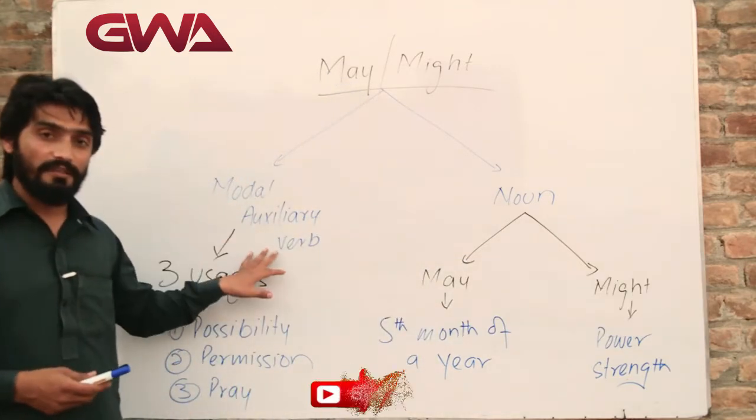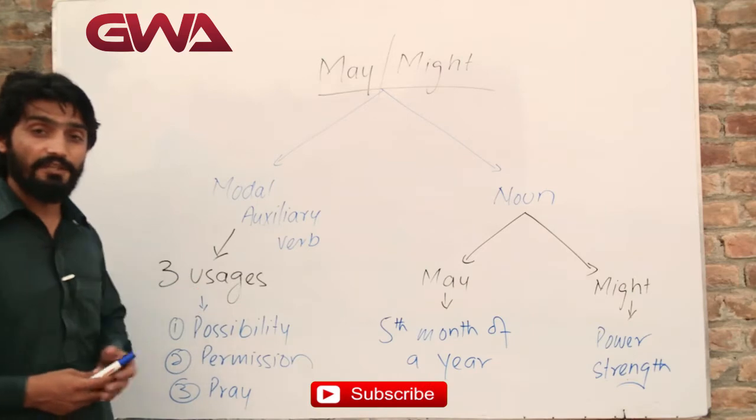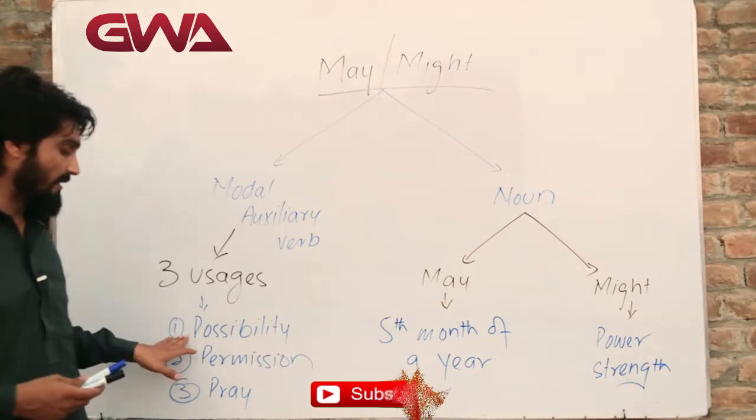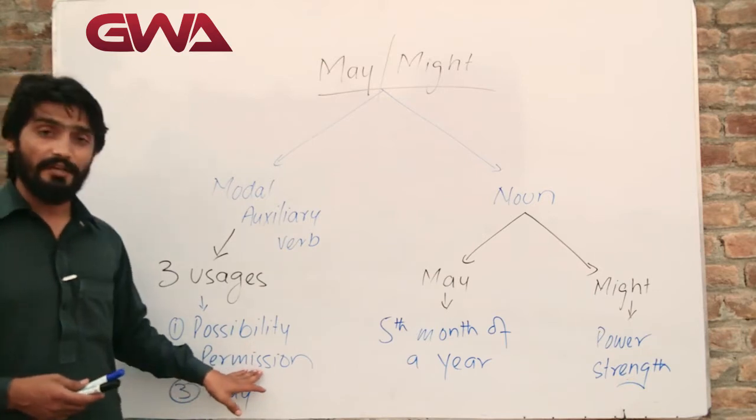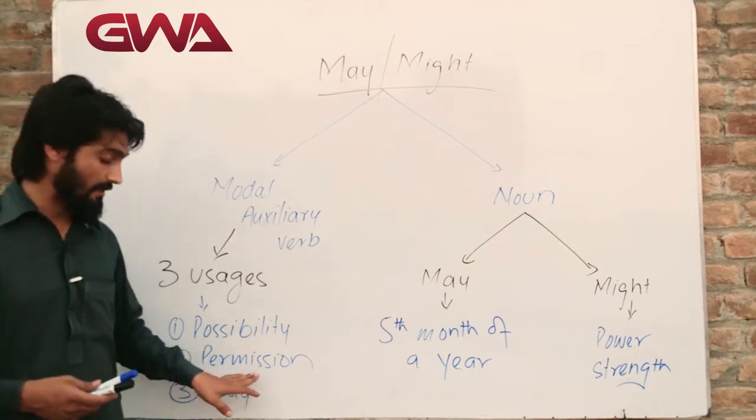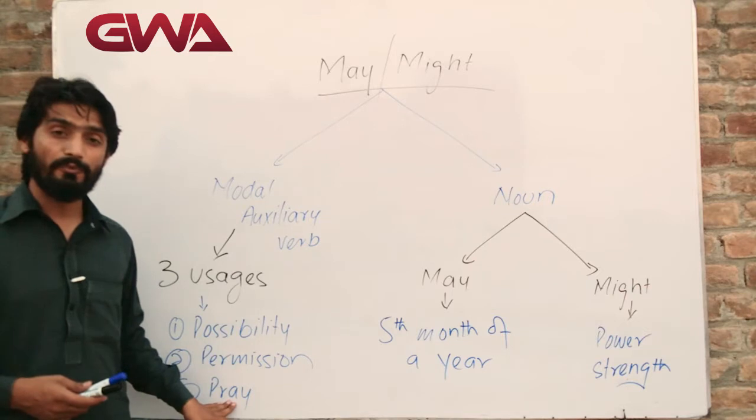As modal auxiliary verbs, they have three usages. Number one, they show possibility. Number two, they are used to seek permission, and we use them when we pray.